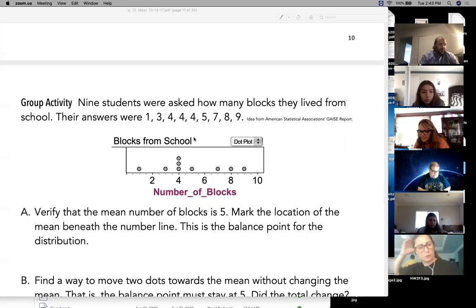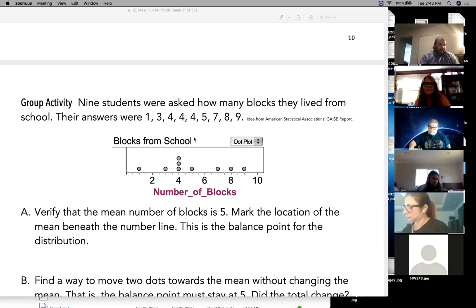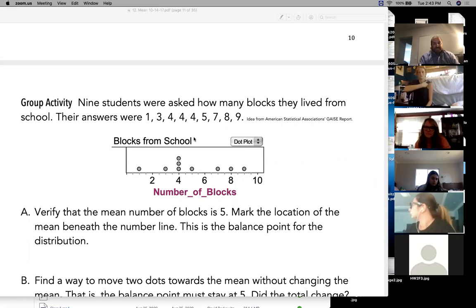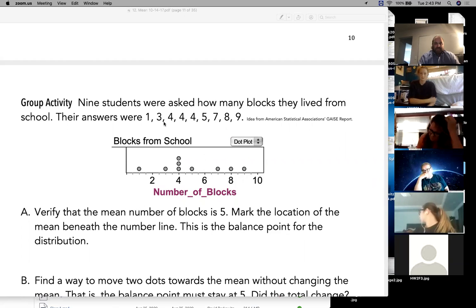How do you calculate the mean? By doing what? You add all of them together. You add them all up and then do what? Divide by the amount of numbers you added together. I got 5. Excellent. So 1 plus 3 is 4, 8, 12, 16, 21, 28, 36, 45. 1, 2, 3, 4, 5 divided by 9.